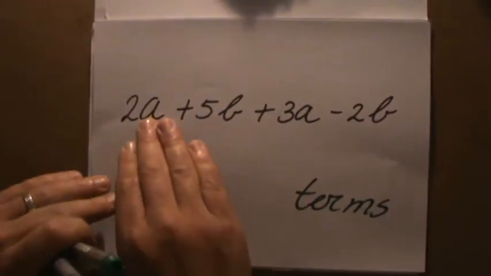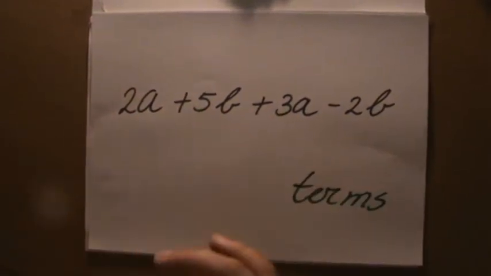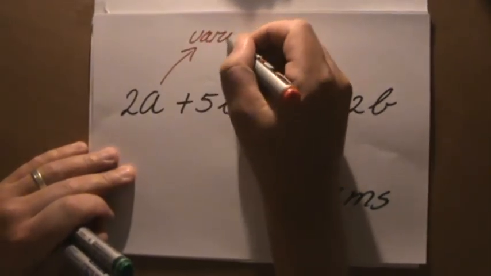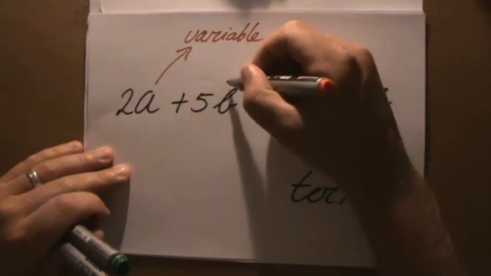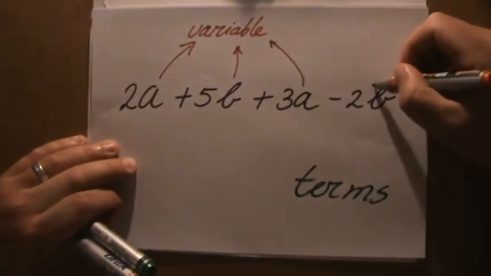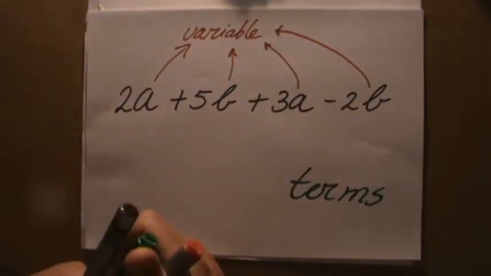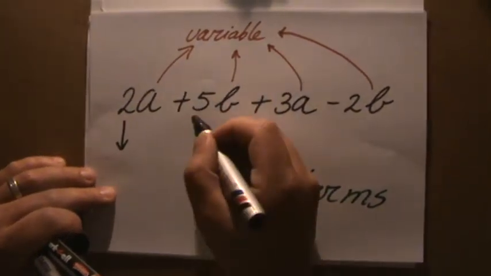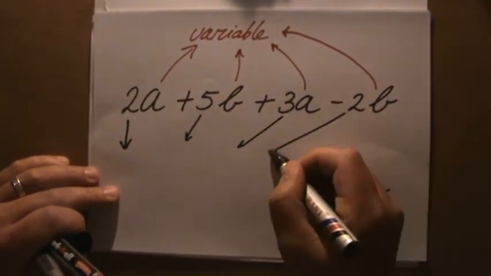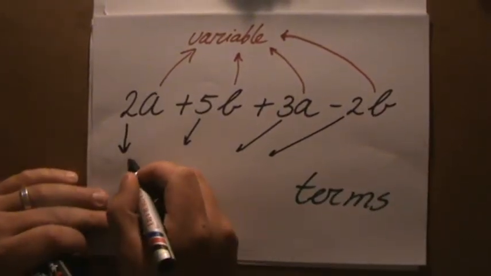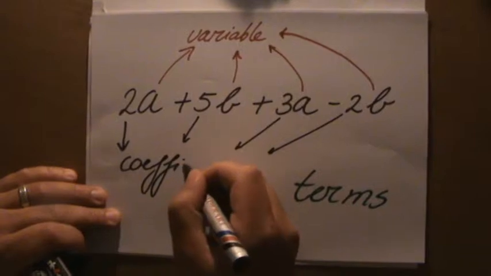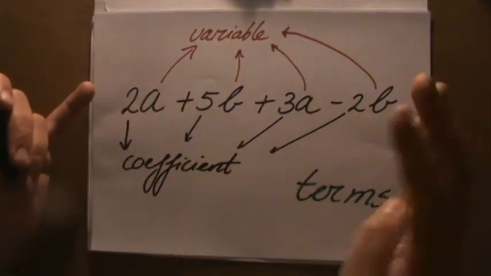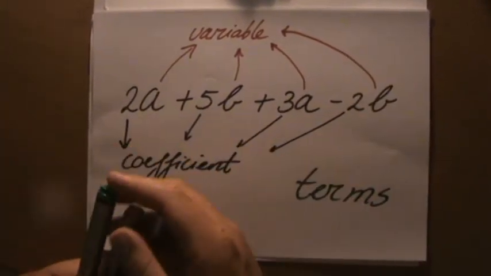Okay, and those letters, the A and B's in this particular case, we call those the variables. Okay, so that's a variable. Okay, B is also a variable. Yeah, they are all variables. And that number in front of the variable, in this particular case 2, yeah, or the 5 over there, the 3 or the -2, we call those coefficients. Let me quickly write it down. Coefficient.